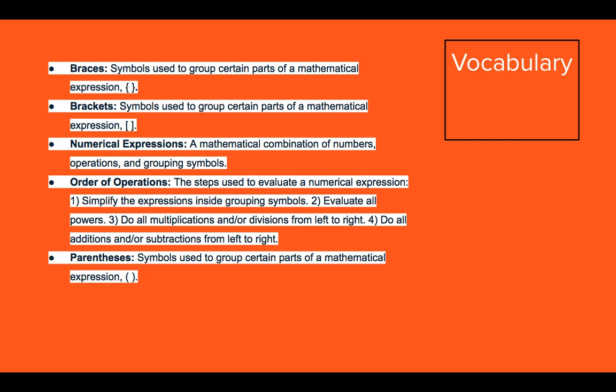Brace: symbols used to group certain parts of mathematical expressions, and they look like this, okay? Then we have brackets, which are also used to group mathematical expressions. Numerical expressions: a mathematical combination of numbers, operations, and grouping symbols. Order of operations: steps to evaluate or solve a numeric expression, okay?